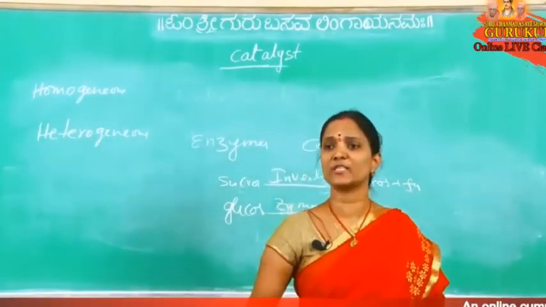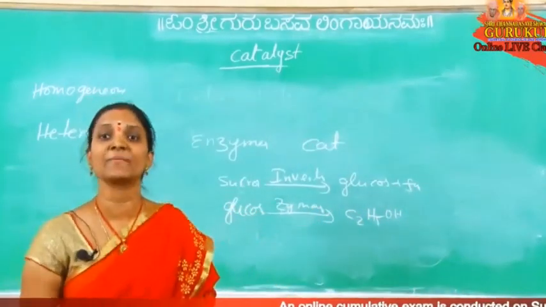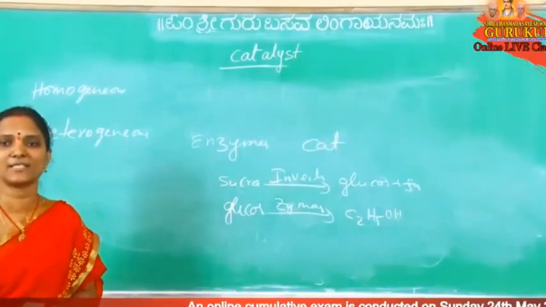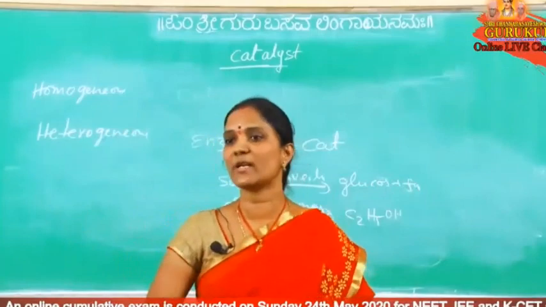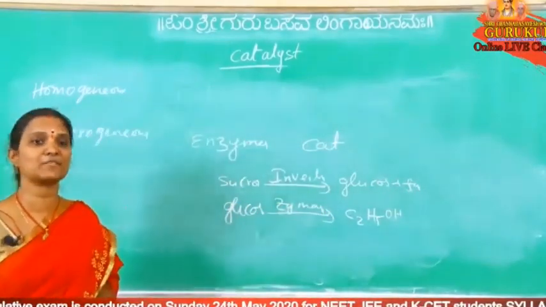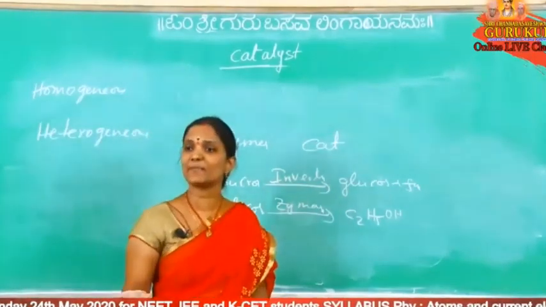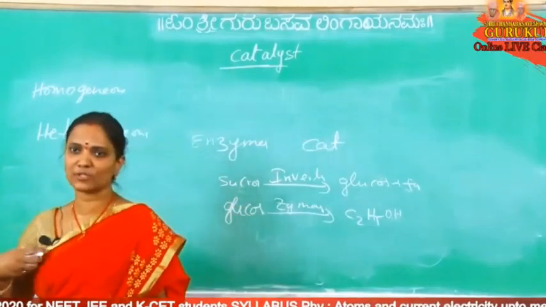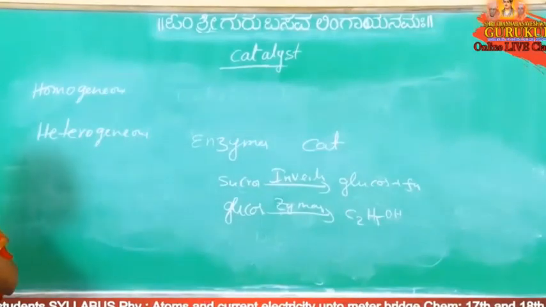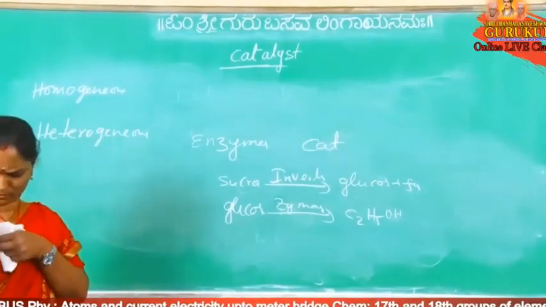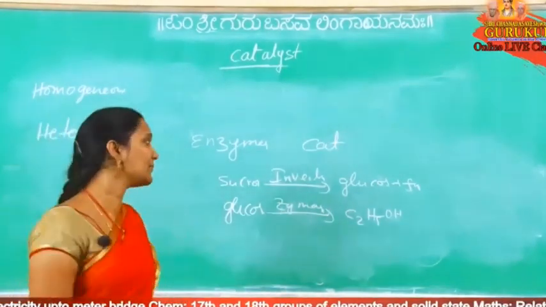Like that, pepsin converts proteins to peptides in the stomach, and trypsin converts peptides to amino acids in the intestine. So in the stomach, which one acts as catalyst? Pepsin. And in the intestine? Trypsin. So pepsin and trypsin are catalysts for protein digestion, and invertase is the catalyst for sucrose. Maltase converts maltose to glucose. Urease converts urea, NH2CONH2, to ammonia and carbon dioxide. Urease acts as a catalyst.